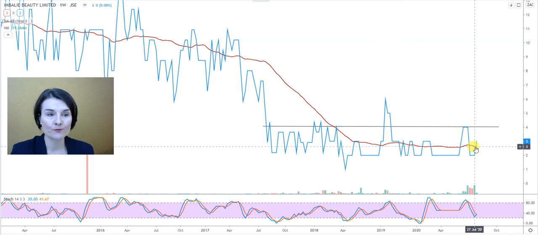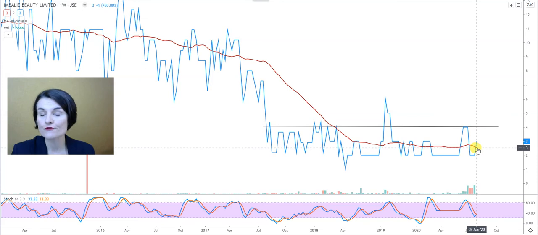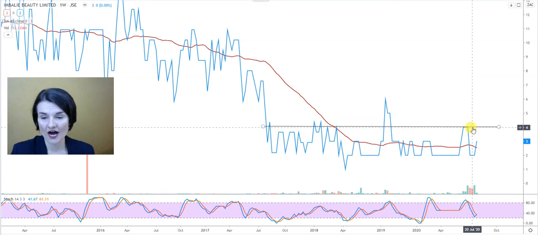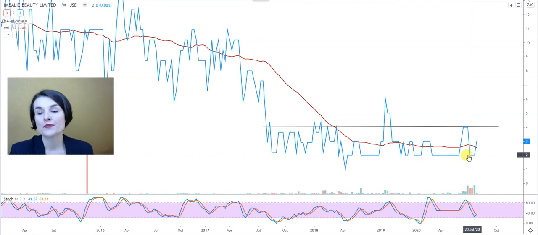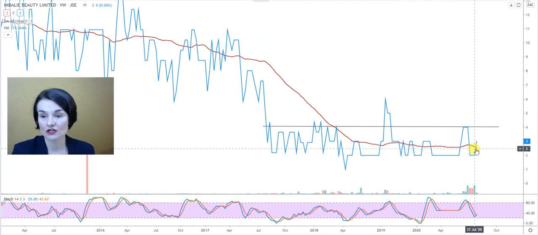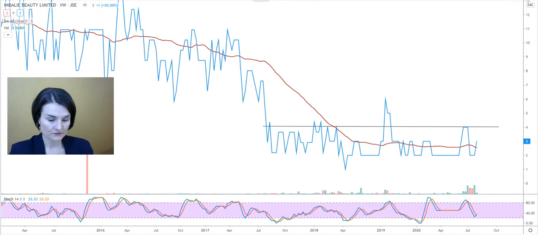And now, more importantly, that 40-week moving average, waiting there around 3 cents, has changed into support. So above 4 cents in Mbali would be a buy opportunity, but below 2 cents, we will get nervous again, and we can assume that the share might be stuck in this consolidation phase for a little bit longer.